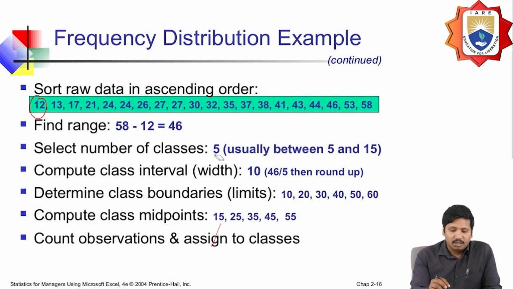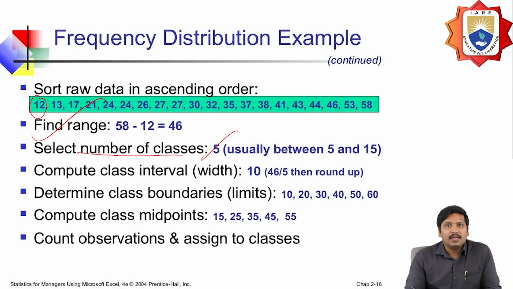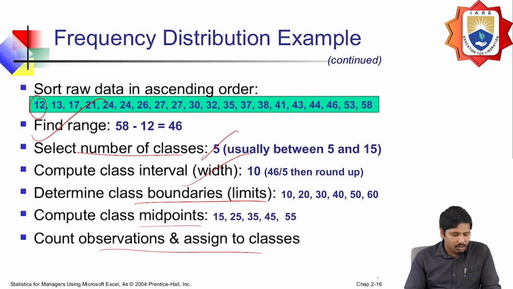So what I'm going to say is, if I have the data, the first step is to identify the range and find out the number of classes in between. That means usually between 5 and 15, and compute the class interval, which is the range divided by the number of classes. Then determine the class boundaries, find the class midpoints, and then count the number of observations and assign them to the classes.